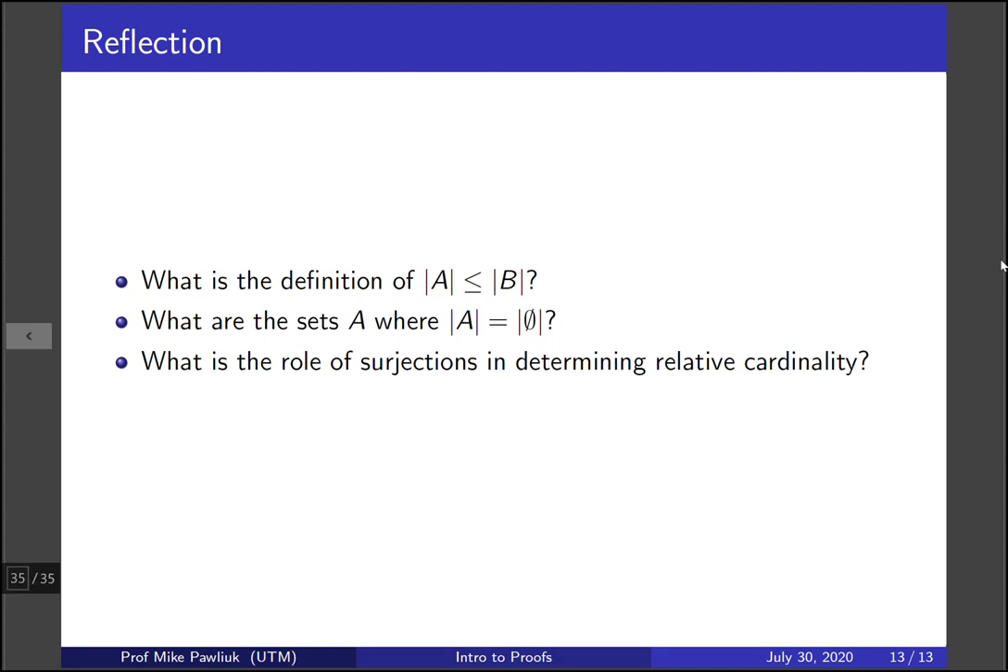Let's end off with some reflections. What is the definition of the cardinality of A is less than or equal to the cardinality of B? What are the sets A where the cardinality of A is equal to the cardinality of the empty set? What is the role of surjections in determining relative cardinality?